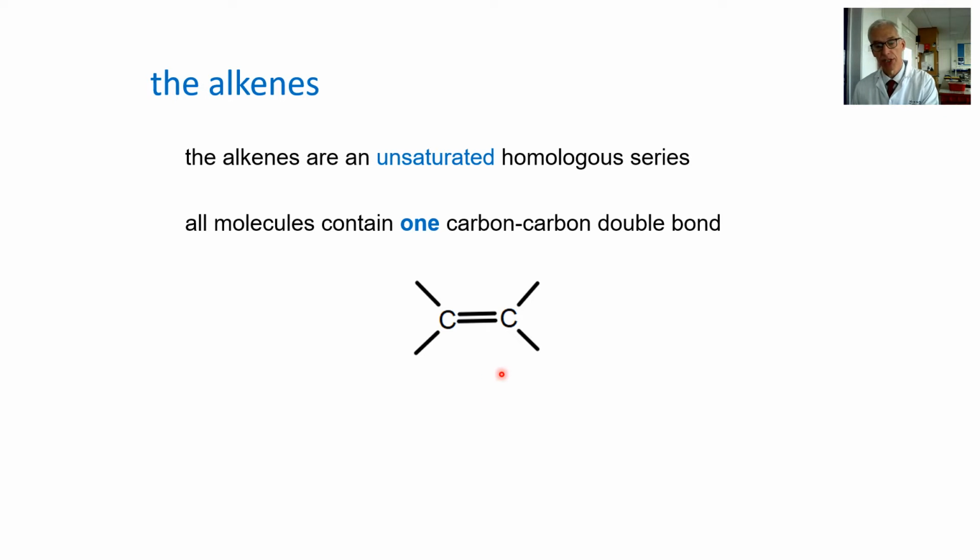And the presence of the double bond, of course, means that rather than the alkane general formula, we have a modified general formula, CnH2n. So ethene, 2 carbons, 4 hydrogens. Propene, 3 carbons, 6 hydrogens, and so on and so forth.